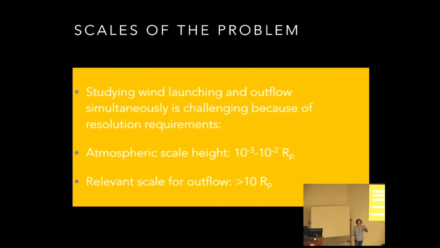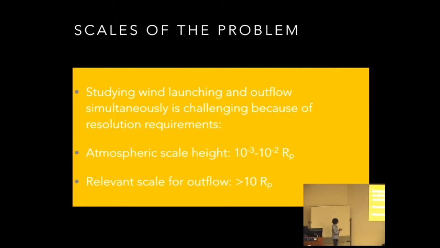So again, for most of this week, you've been hearing about atmospheric models where people are just modeling the little upper layer of an atmosphere. You know, we saw those beautiful pictures where we saw Earth and you saw how thin that layer is. But if we want to model both the launching of the wind and the wind itself, we need to resolve both the upper scale height of the planet and we need to resolve the large scale flow around the planet and in between the star and the planet.